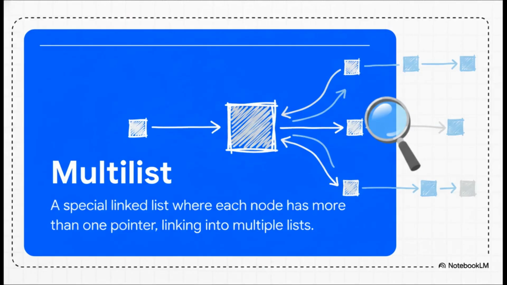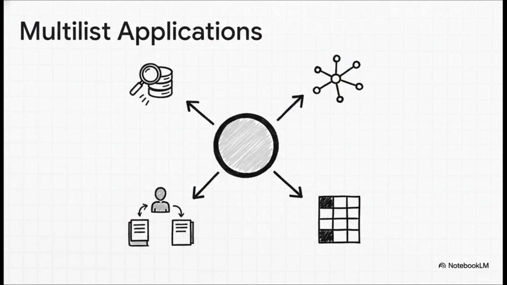Okay, next up is a really fascinating variation called a multilist. So remember how our polynomial node had one pointer called next? Well, imagine a node that has 2 or 3 or even more pointers. Each one of those pointers makes it part of a different list all at the same time. So, why on earth would you need something that complex? Well, it's used for some really powerful stuff.